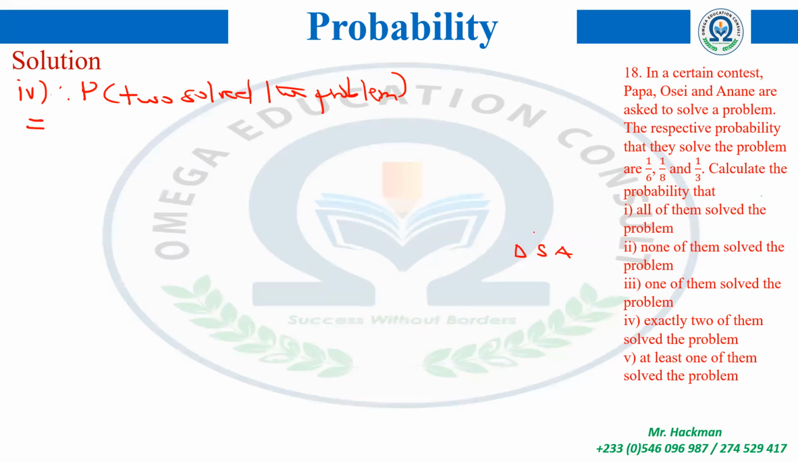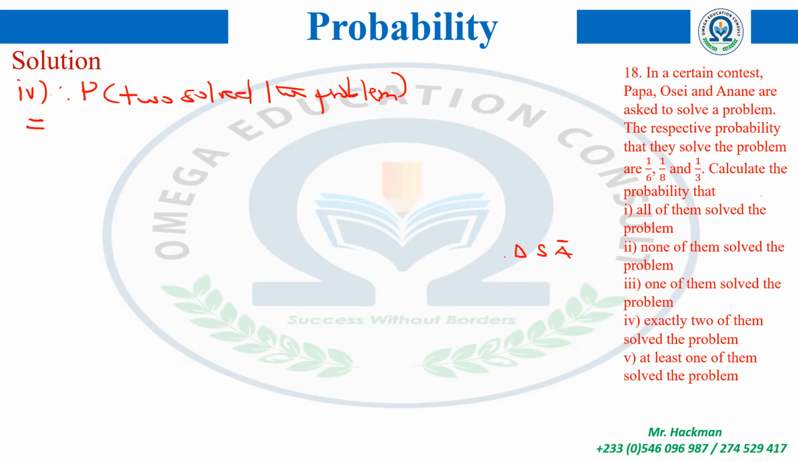So if only 2 of them or exactly 2 of them solve the problem, then it means at every point in time you deal with a 3. So if I have all the 3 and I'm saying that only 2 solve the problem, then it could be that my first 2 solve, but this couldn't solve. So this will have a complement. That is one possibility. So with this, you can see that Papa was able to solve, Osei was able to solve, but Anani was not able to solve. In this scenario, don't we have 2 of them solving the problem?